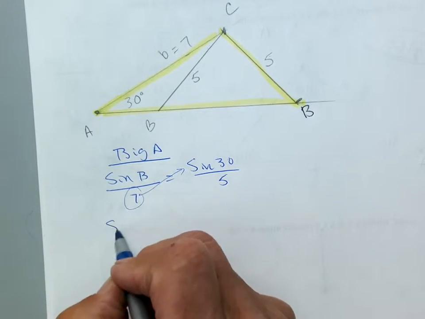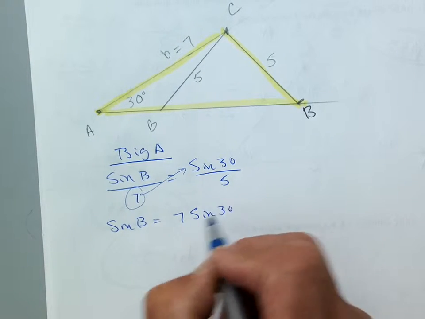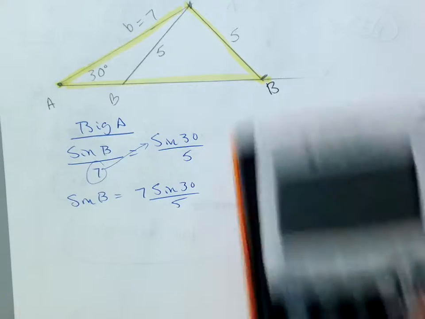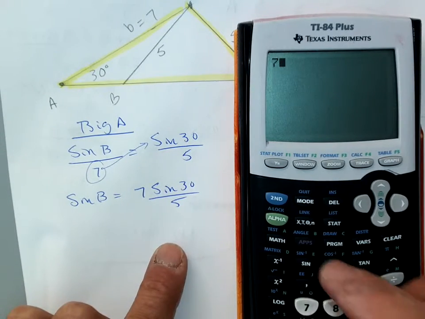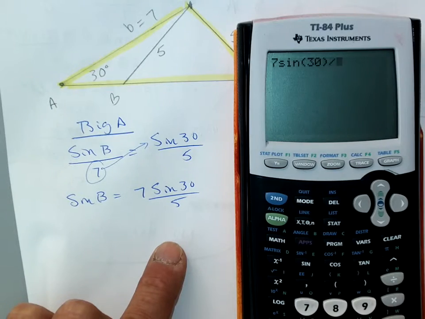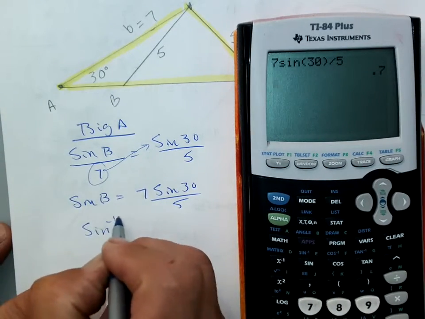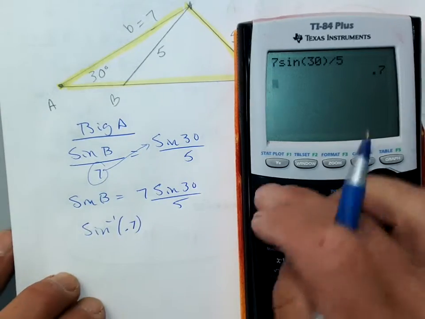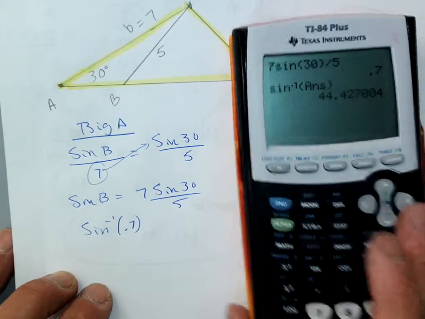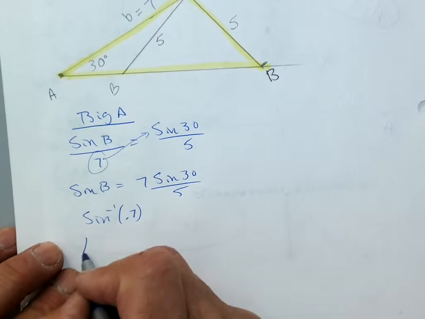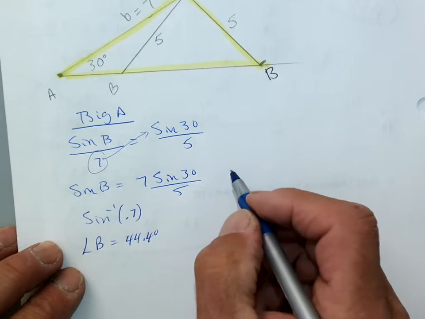So I've got sine of B is equal to 7 sine of 30 divided by 5. I'll use my calculator. I'm going to do this quickly, guys, because you've already done this. 7 sine 30 divided by 5, and I get a decimal, 0.7. So I take the sine inverse of 0.7, and I get an answer of about 44.4. So angle B is about 44.4 degrees.